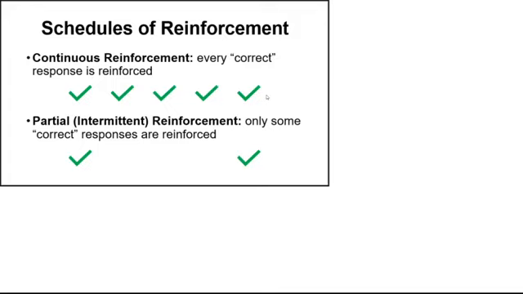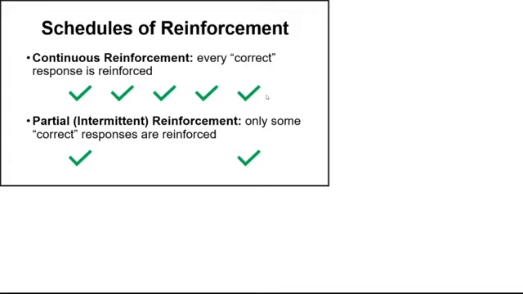What we've been talking about so far would mostly fall under the category of continuous reinforcement, where every time you make the response, you get reinforced. So you press the lever, you get food every single time. That's continuous reinforcement. We can also have partial or intermittent reinforcement, and this is when only some responses are reinforced. So maybe a rat gets food every second time they press the lever, or maybe every 10th time.